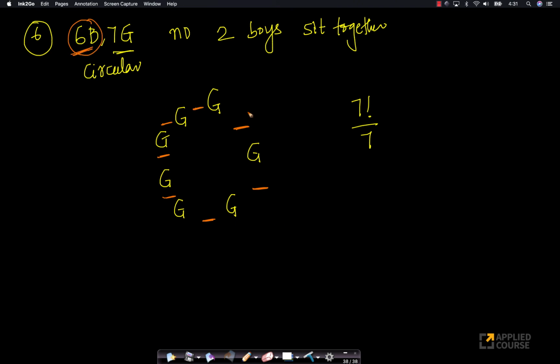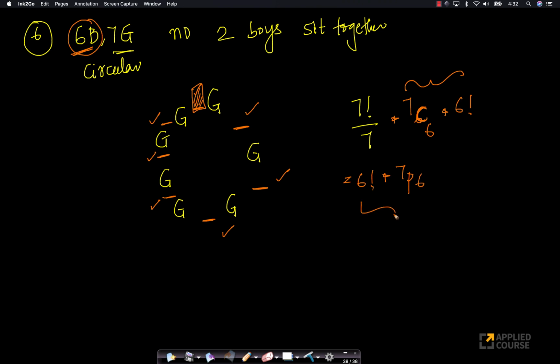I have 7 positions where I can place 6 boys. Now in how many ways can I pick them? Amongst these 7 positions, let me choose 6 positions, which means I'll discard one position. Let's assume I discard this position, which means I don't place anything here. The rest of the 6 positions I've chosen. Now in these 6 positions, in how many ways can I place these 6 boys? I can place them in 6 factorial ways. So the whole thing is nothing but 7P6 into 6 factorial. That's all. It's a very good example actually.